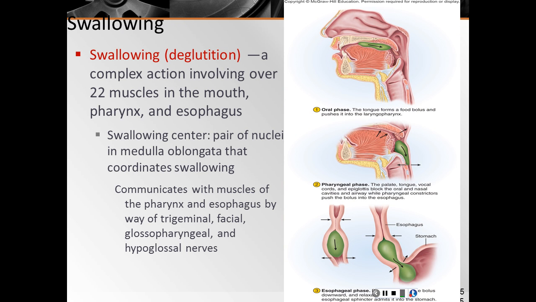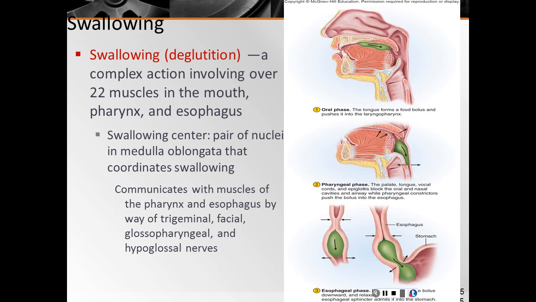Now let's look at swallowing. Now swallowing involves over 22 muscles in the mouth, the pharynx, and the esophagus, and is coordinated by the swallowing center in the medulla oblongata.